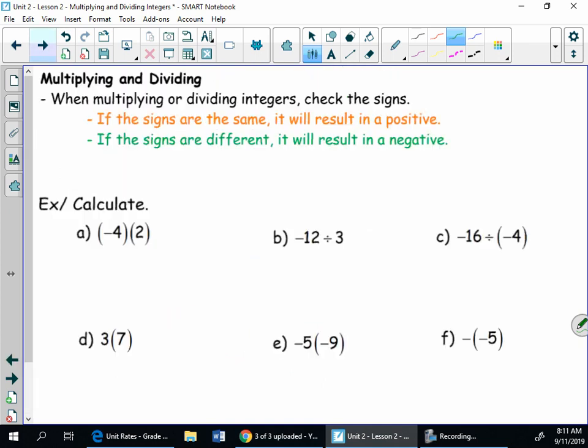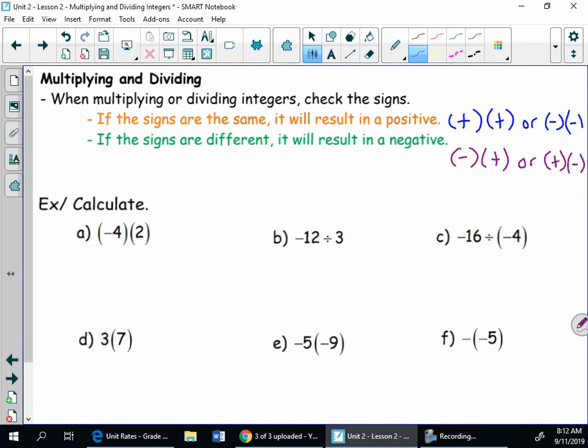Okay, now that we've warmed up on integers, what's next? Let's talk about how we multiply and divide integers. There are two rules we have to know when we multiply and divide integers, and they basically depend on the signs. When you're multiplying or dividing, check the signs first. If the signs are the same, it results in a positive. In other words, a positive times a positive or a negative times a negative. If you have the same signs, always positive. If your signs are different, it results in a negative. So the options are a negative times a positive or a positive times a negative.